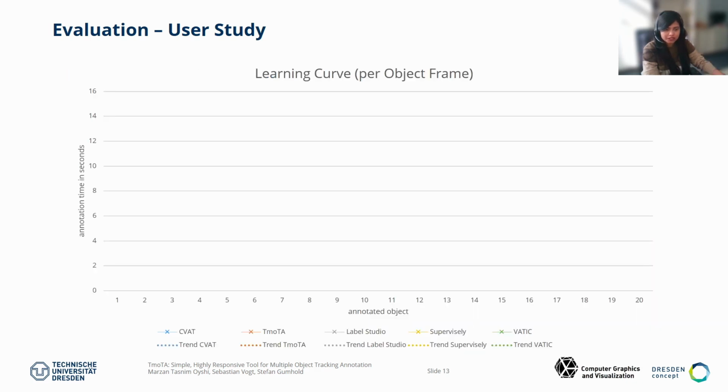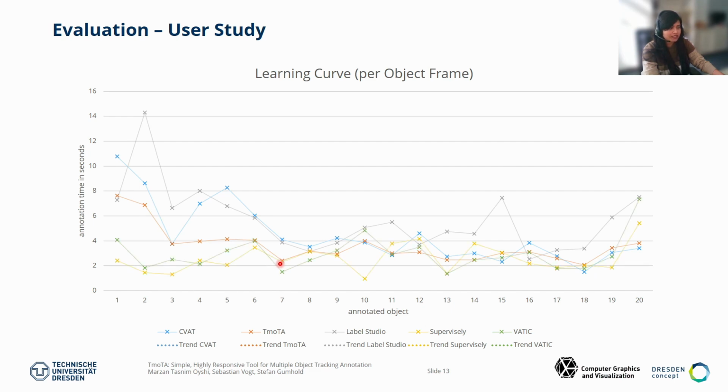We measured the learning curves as all the users needed to learn the tools using the available tutorials during the study. Here you can see the curves for manual tools. This gray curve is for Label Studio, the blue one is for CVAT, and the orange one is for our labeling tool, which is TmoTA. Here you can see the learning curves for semi-automated tools. The green one is for Batik, and the yellow one is for Supervisely.